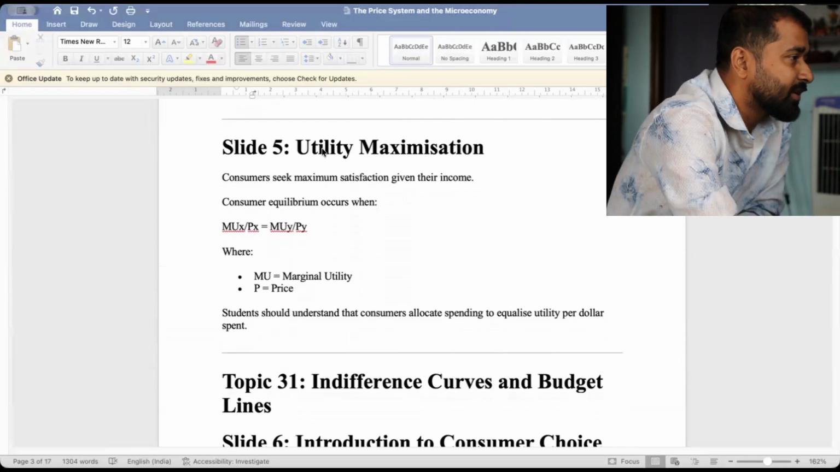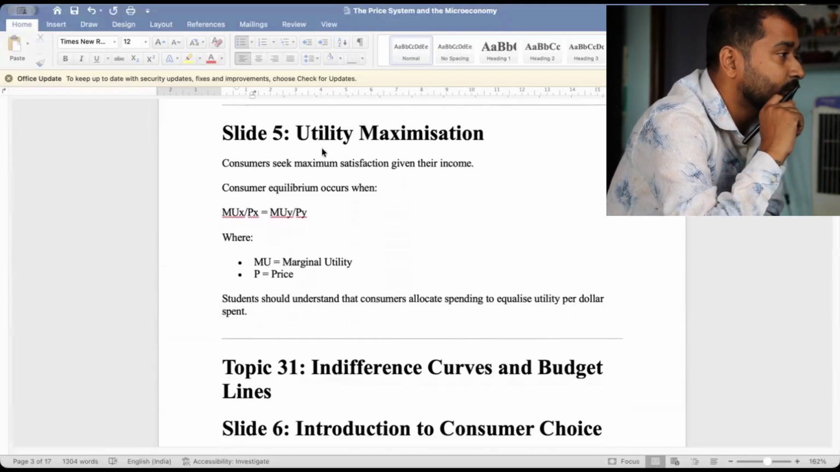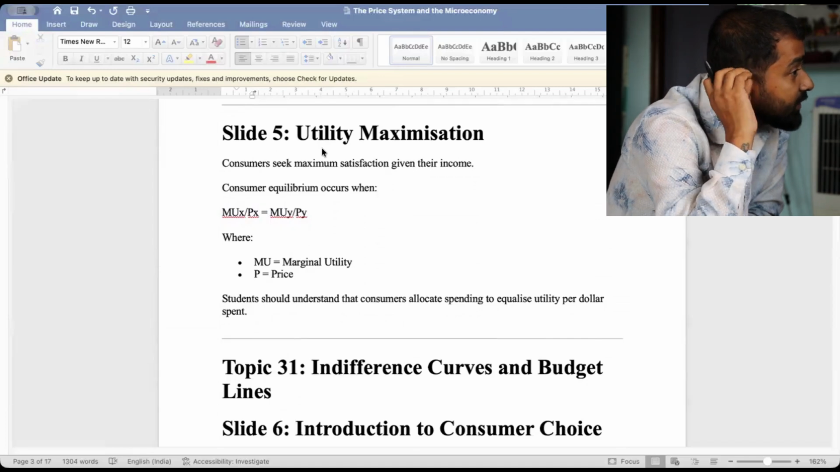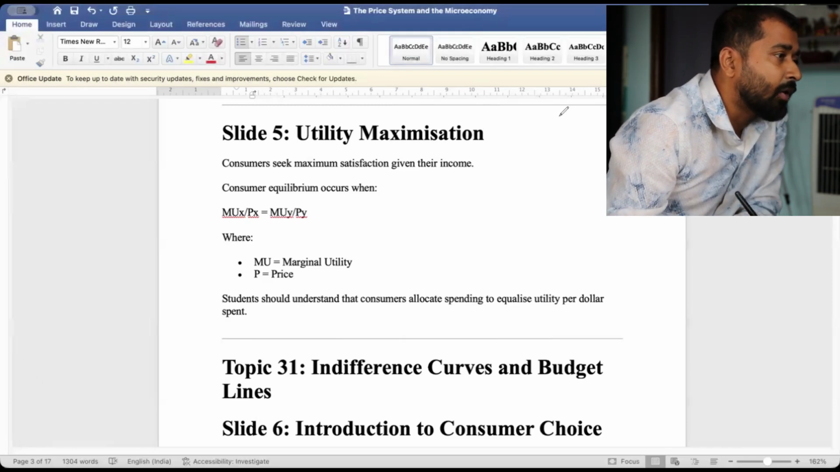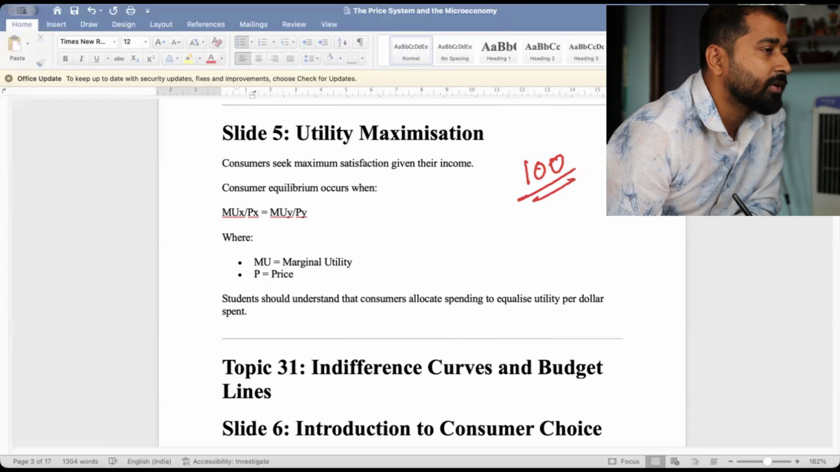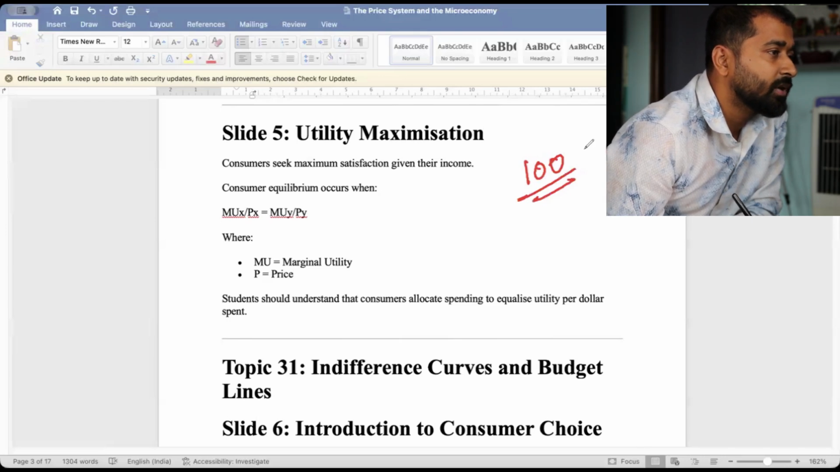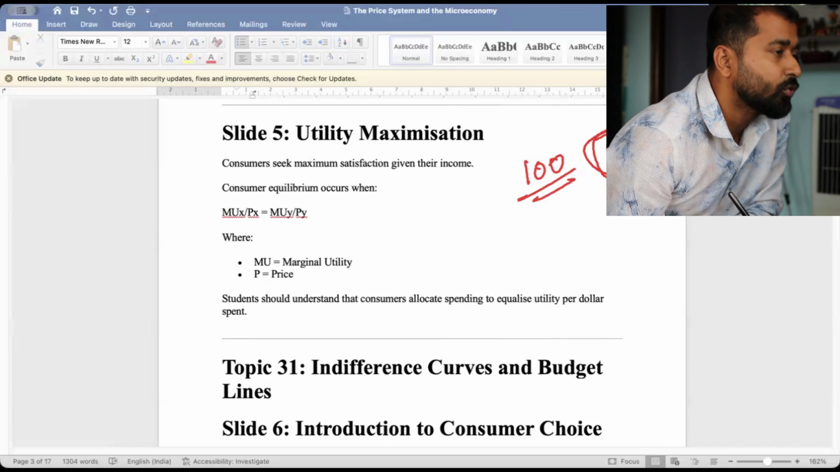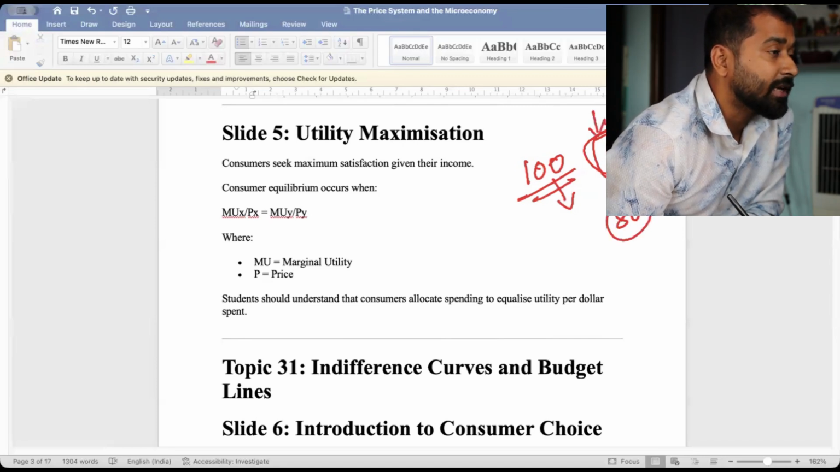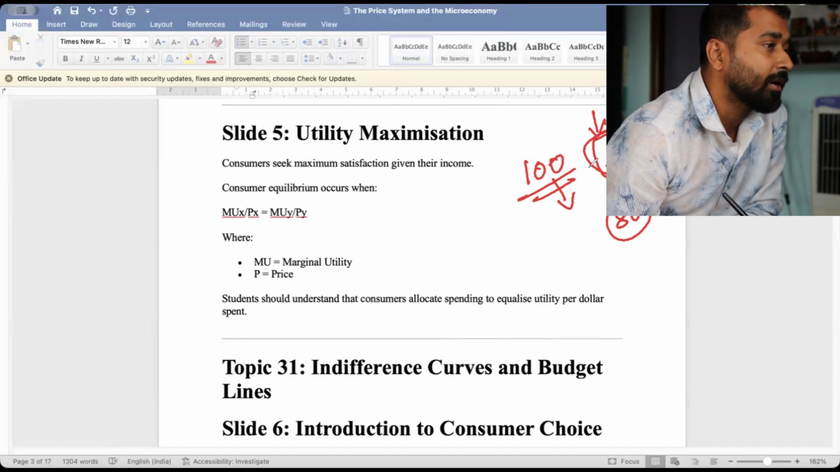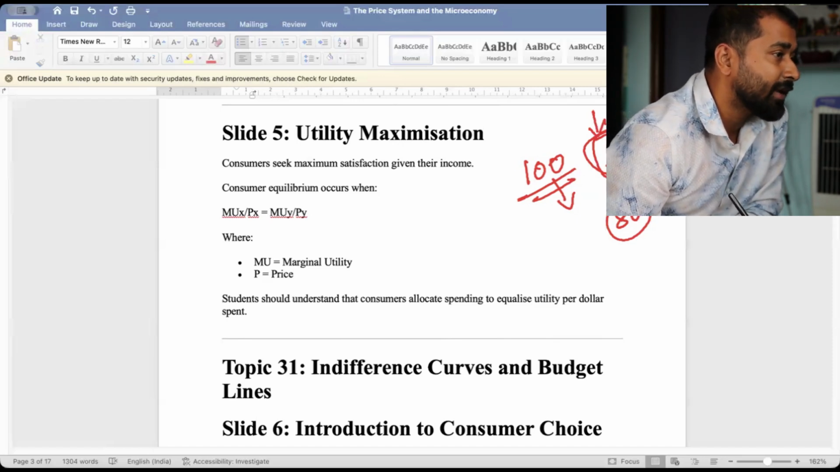Now come to utility maximization. Utility maximization is nothing but what? The consumer seeks maximum satisfaction given their income. For example, you have an income of rupees 100. Now out of 100, you are purchasing 2 commodities, for example commodity A and commodity B. Obviously, you will go to the commodity which gives you more satisfaction for expending your money. For example, 80 rupees you are expending for goods A, because the satisfaction for A is more than B. So the marginal utility derived from A is more than B. That's why you are spending more on goods A than B.